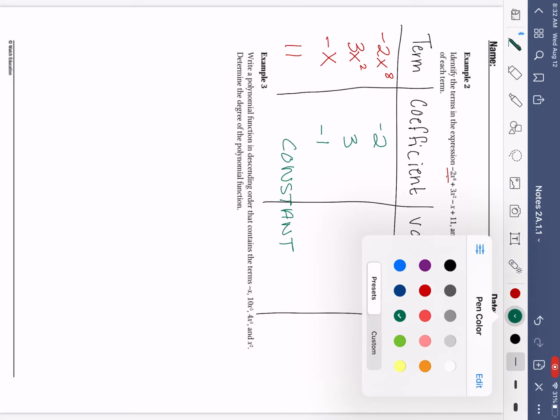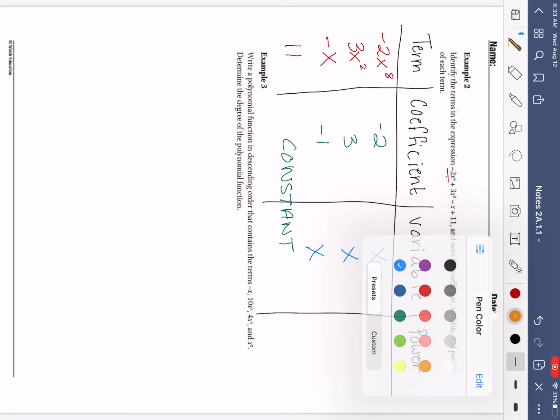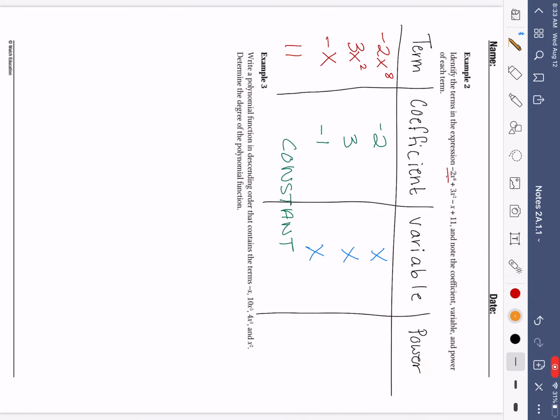All right, the next column is for the variable. So the variable is just the letter. So we have x, x, x, and the last one doesn't have any because it's a constant. And then we have the power. So power is your exponent. My exponent here is 8. My next exponent is 2. This next one doesn't have an exponent, so it's just a 1. And then the last one doesn't even have a variable, so it's a 0. So this is a degree 8 because that's the highest power.